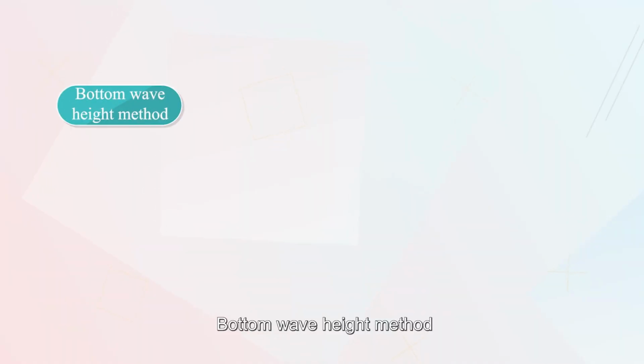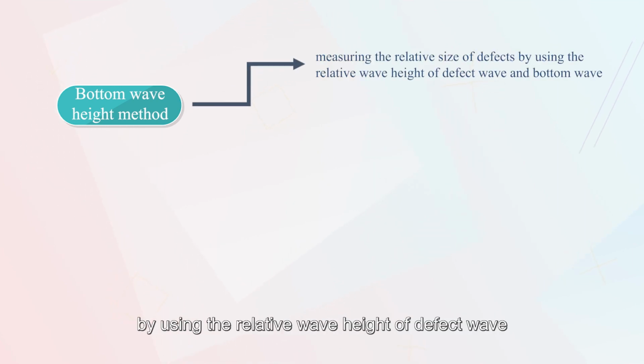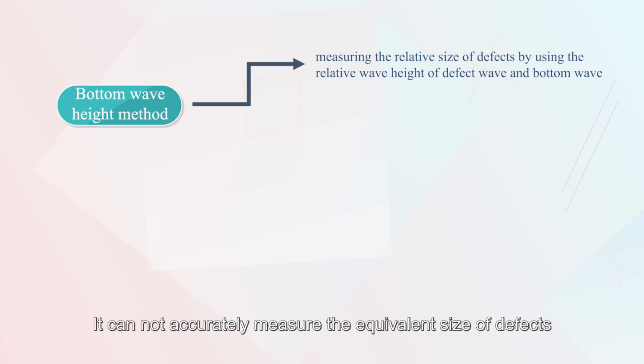Bottom wave height method. It refers to measuring the relative size of defects by using the relative wave height of the defect wave and the bottom wave. It cannot accurately measure the equivalent size of defects.